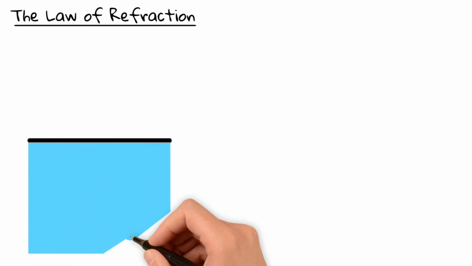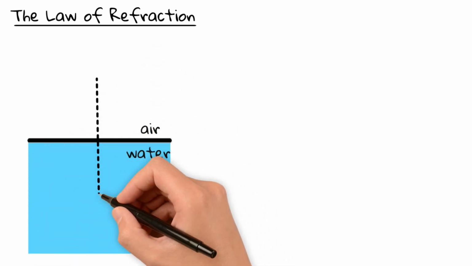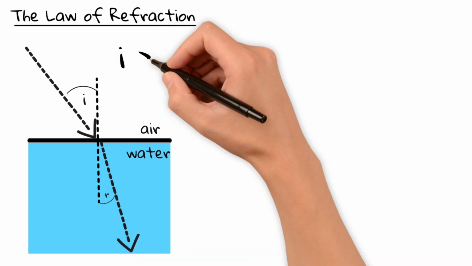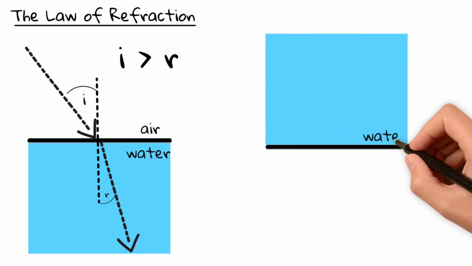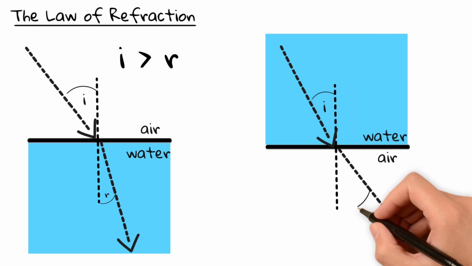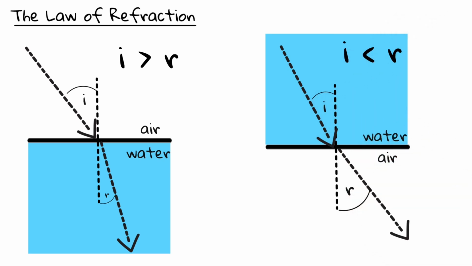Let's make a drawing. A ray moves from air into water. It bends towards the normal because it slows down. If it goes from water into air, however, it bends away from the normal as it speeds up. The difference in angle is due to the change in speed.